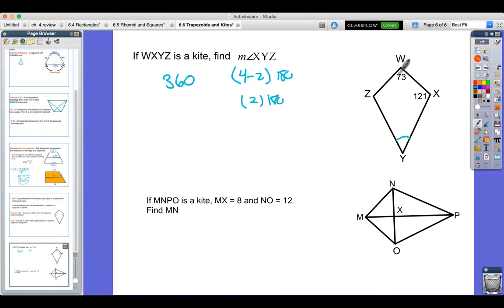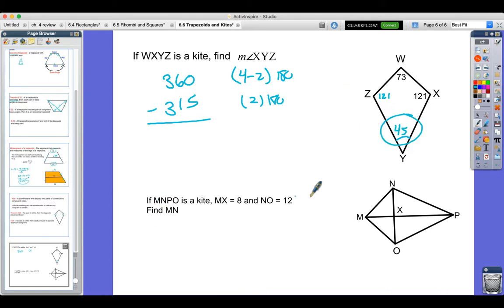All right. Now, this is 73, this is 121. What would Z be? It'll also be 121 because these 2 are congruent to each other. So we add those up all together. Let me get my calculator. We get 121 plus 121 plus 73, which is 315 between those 3. And we just subtract that from 360. We get 45. So this is 45 degrees down here.